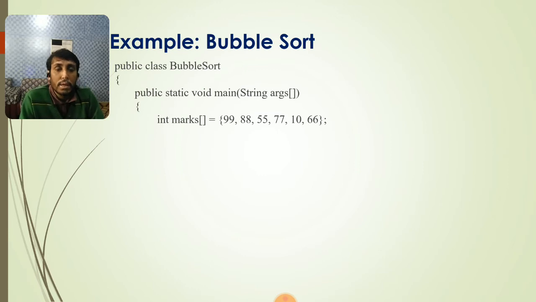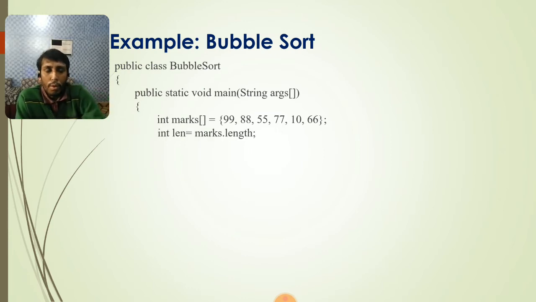That means in the array we are initializing and at the same moment we are declaring it. So marks is the name of the array, and this marks array has values like this: 99, 88, 55, 77, 10 and 66. So going ahead, we have to find out the length of the array.